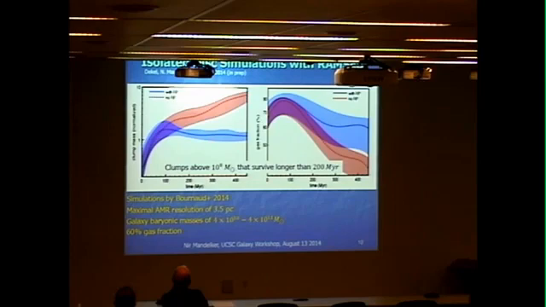The next thing we did is ask our friend Frédéric Bournaud to look at his simulations of isolated disk galaxies that Shigeki mentioned, and we followed clumps that were above 10^8 solar masses that survived in simulations for longer than 200 million years.